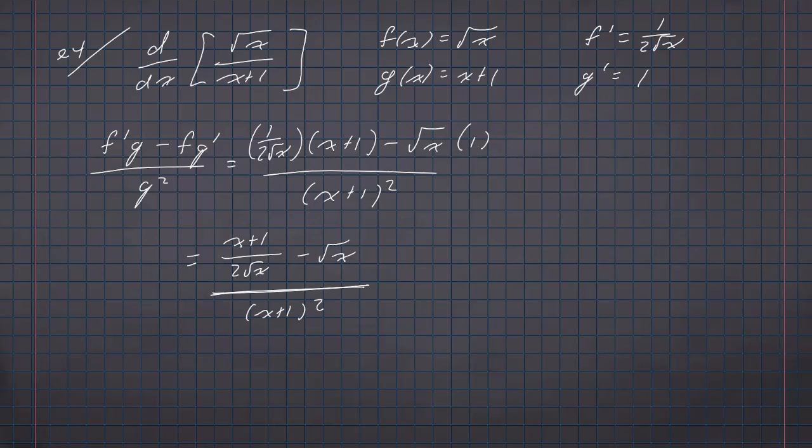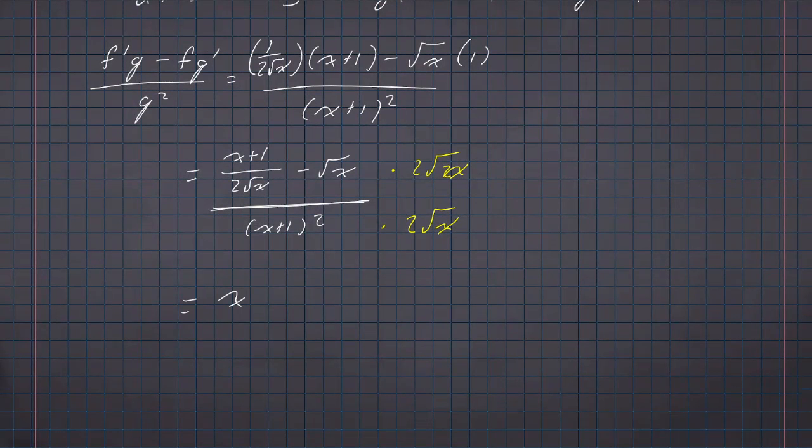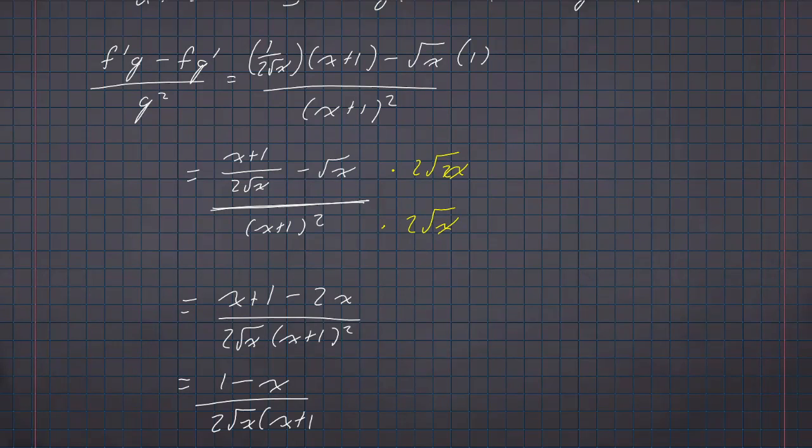We end up with a compound fraction, a fraction that has fractions in it. So get rid of that by multiplying numerator and denominator of the big fraction by 2 root x. All right, x plus 1 over 2 root x times 2 root x is x plus 1. Root x times 2 root x is 2x. Well, 2 times the absolute value of x, but because we have x in a square root, I know that x has to be positive for this thing to be defined. I don't have to worry about absolute value. And then we'll have 2 root x times x plus 1 squared in our denominator. Combine some like terms, we get 1 minus x over 2 root x, x plus 1 squared.